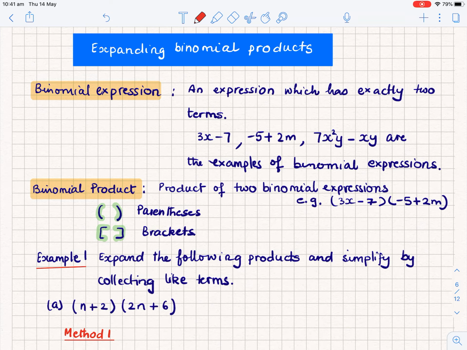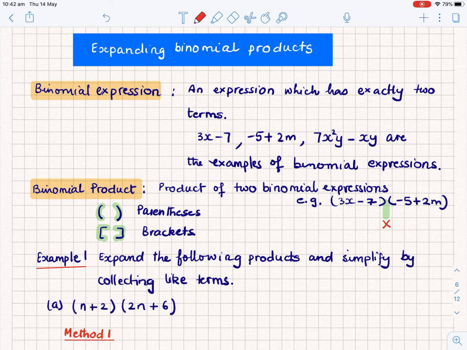A binomial product is the product of two binomial expressions. So (3x minus 7) times (minus 5 plus 2m). Now, there is no times symbol between them, so that's an invisible times symbol between the two parentheses.